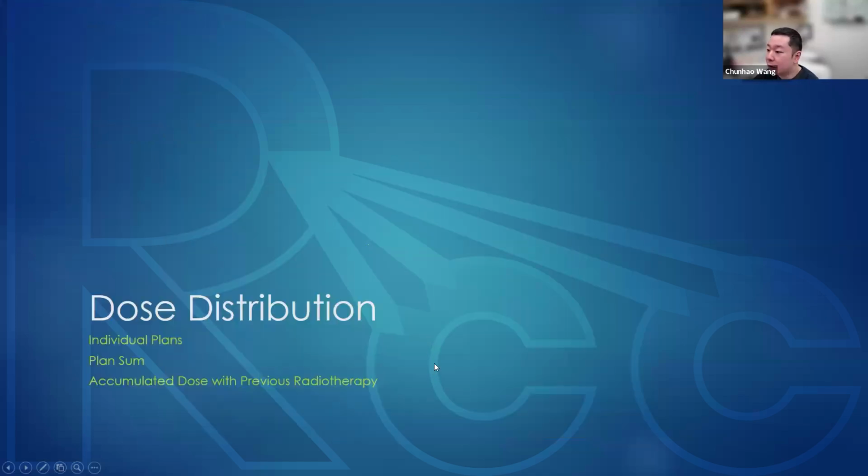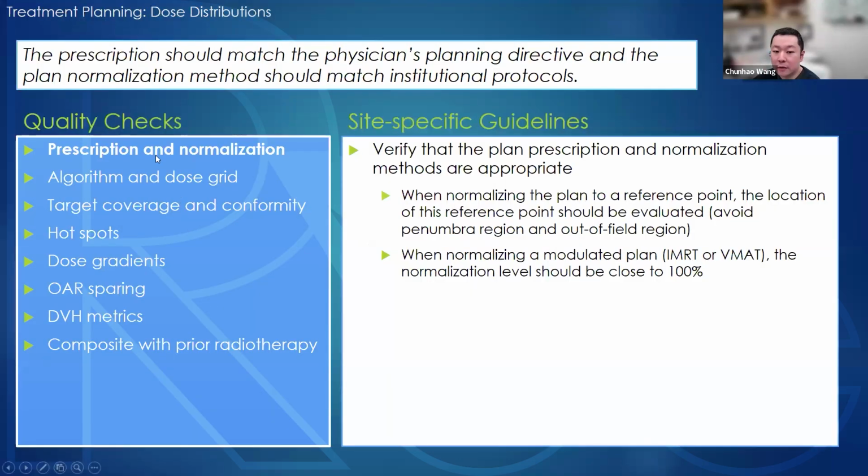Okay, now we move on to the final evaluation of dose distribution. All right, first, regarding prescription normalization, we verify the plan prescription normalization is appropriate. When we are normalizing a plan to a reference point, the location of this point should be evaluated. We have to avoid the penumbra region and out of field region because the dose calculation in this region is subject to more uncertainties. When we are normalizing a modulated plan, the normalization value should be close to 100. Otherwise, the beam deliverability could be impacted, and they may require additional checks.